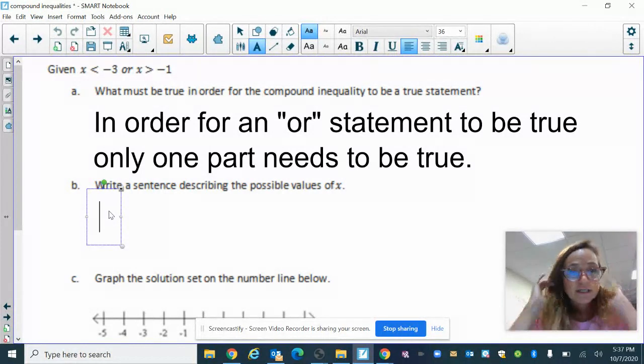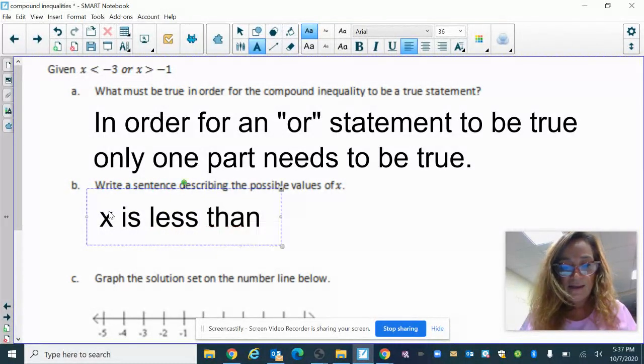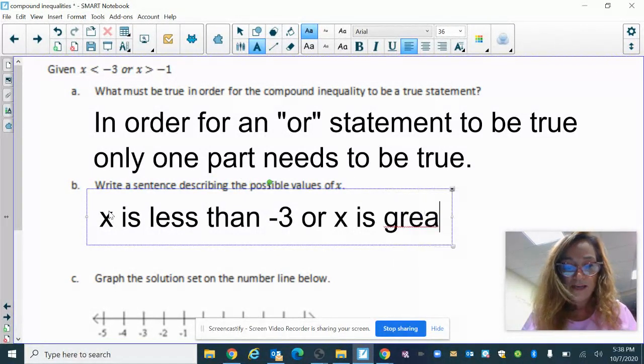Write a sentence describing the possible values of x. Okay, so we're just going to put this in words, all right? X is less than -3, or, that's important, it can't say and, it has to say or. X is greater than -1.